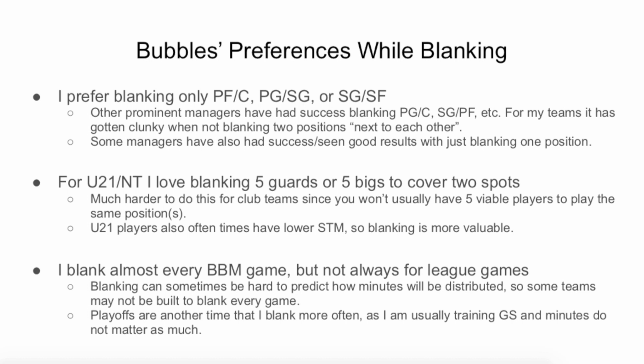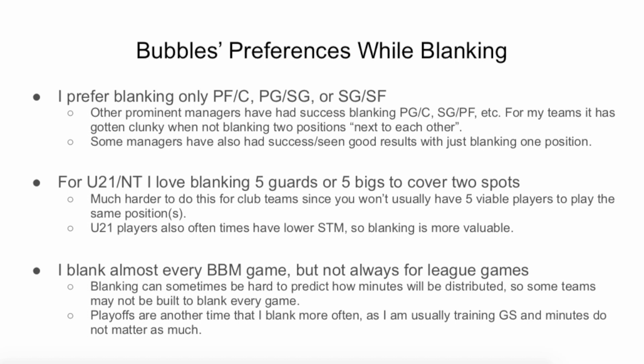Another big one for my preference is that for U21 and national teams, I love blanking 5 guards or 5 bigs to cover 2 spots. So either, once again, power forward and center, or point guard and shooting guard. Having 4 or 5 players blanked across those 2 spots, I think, is very, very effective. And I know that a big reason for this is because U21 players also oftentimes have lower stamina because they're trying to add so many skill points before the competitions. So blanking is more valuable when you have players who have 2 to 4 stamina, and that's kind of where all of them are at.